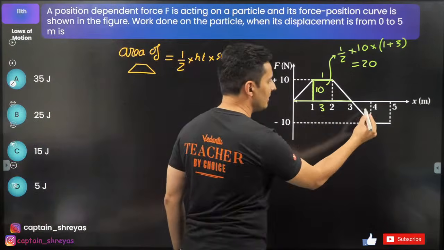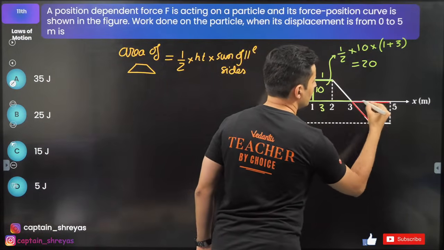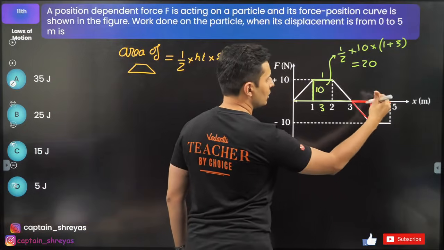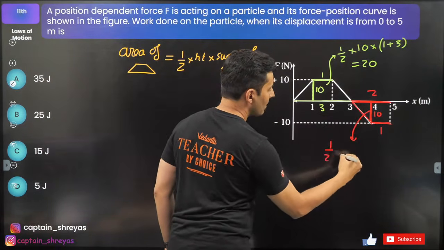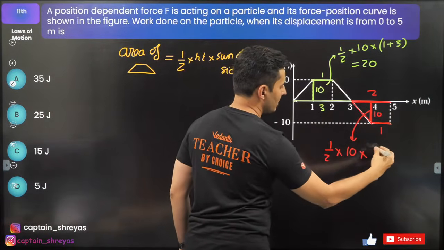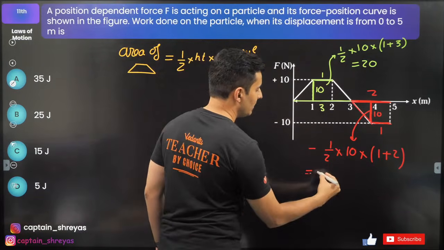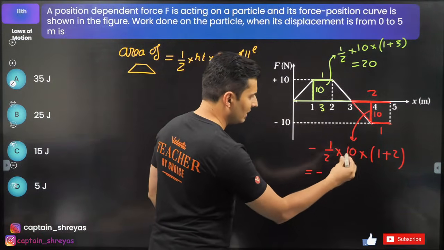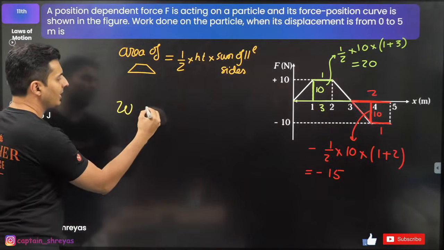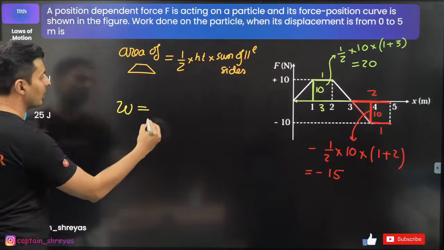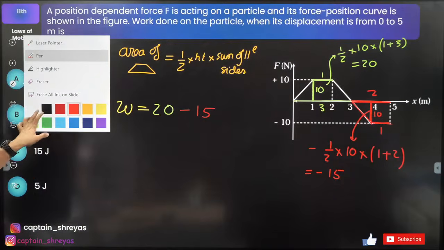Similarly, you can also calculate this area. Over here, this is 10, this is 2, this is 1. So this area will be half into height into sum of parallel sides, so 1 plus 2, but this will be negative because it is below. So it will be minus 10 by 2, 5, 5 into 3, 15, so minus 15. Therefore, the total work done will be the positive work, which is 20, and the negative work, which is 15, but negative because it's below.